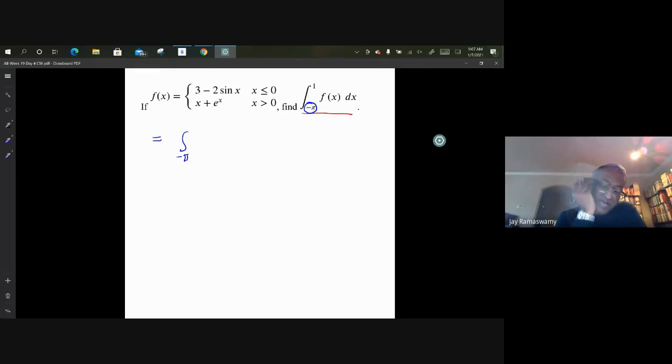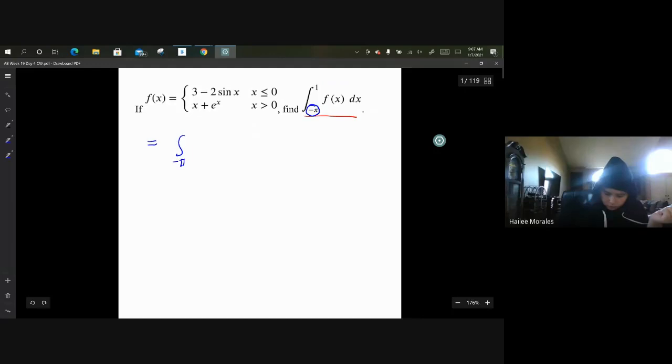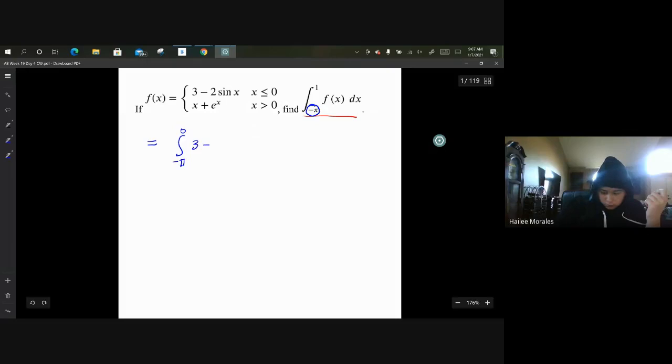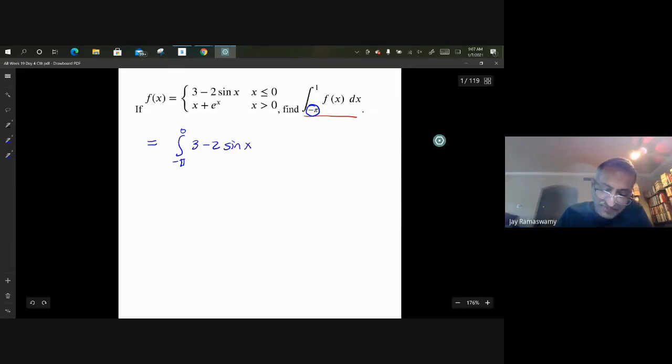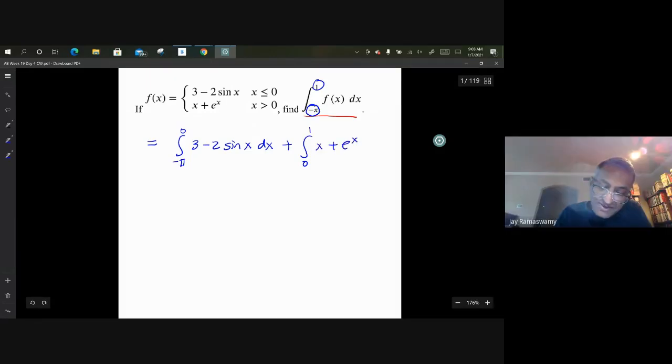If you look at the piecewise function, for values below 0, you have one function. Values above 0, you have another function. Negative pi is obviously a negative number. It's below 0. So we go from negative pi to 0, which is the break point. And then which function? Top or bottom? Top. So 3 minus 2 sine x dx, plus 0 to 1. Look at the upper limit, 1. Which function? The bottom. x plus e^x dx.